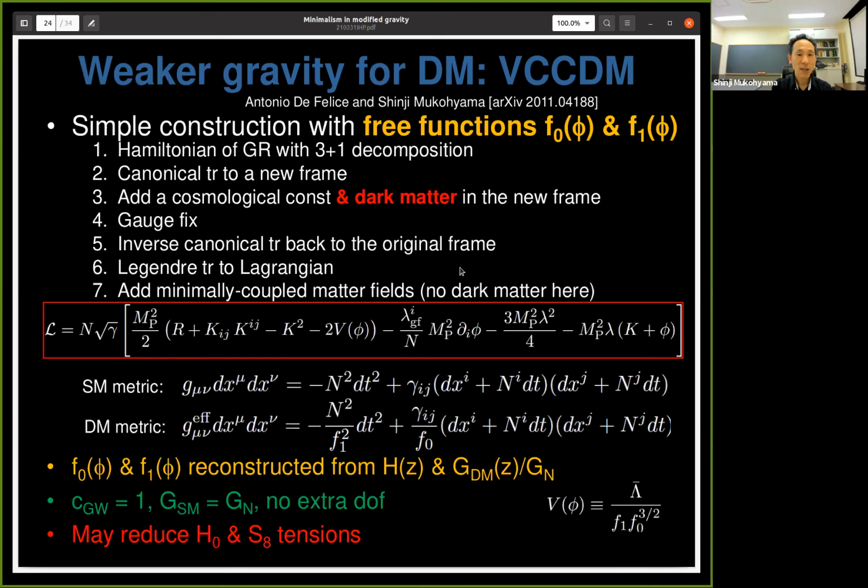Very happy. And also this theory can be extended to realize weaker gravity at late time. So instead of adding a cosmological constant in the other frame, we pick up not only a cosmological constant, but also dark matter, any dark matter model. Then come back, then add the standard model.